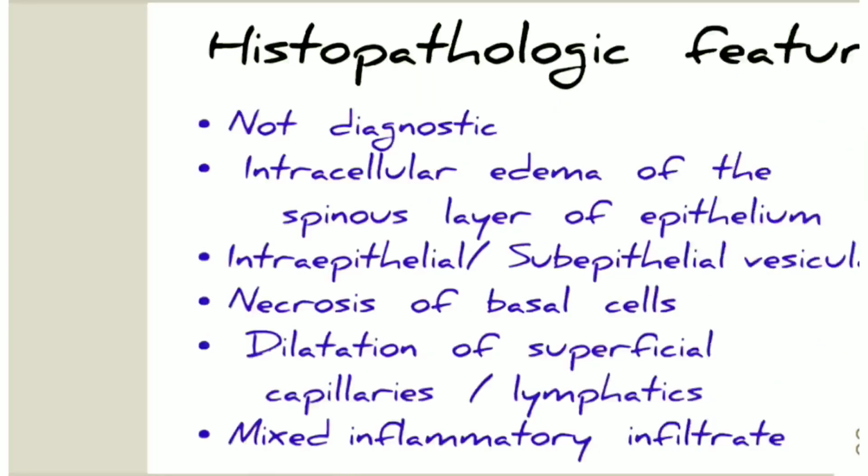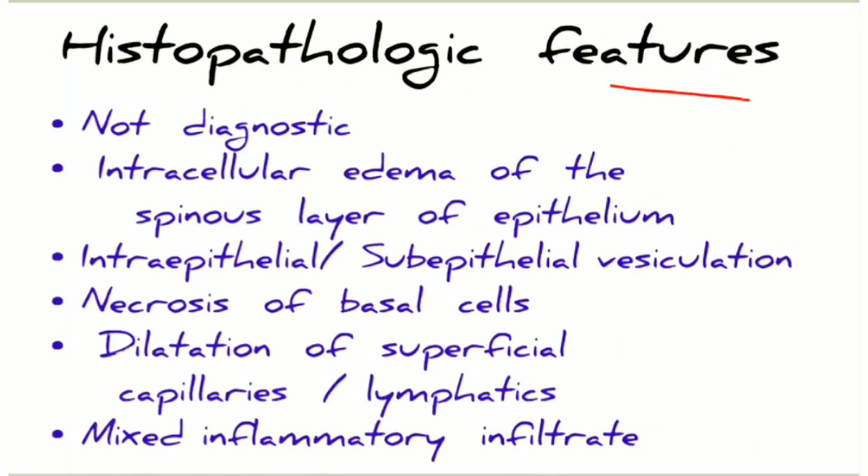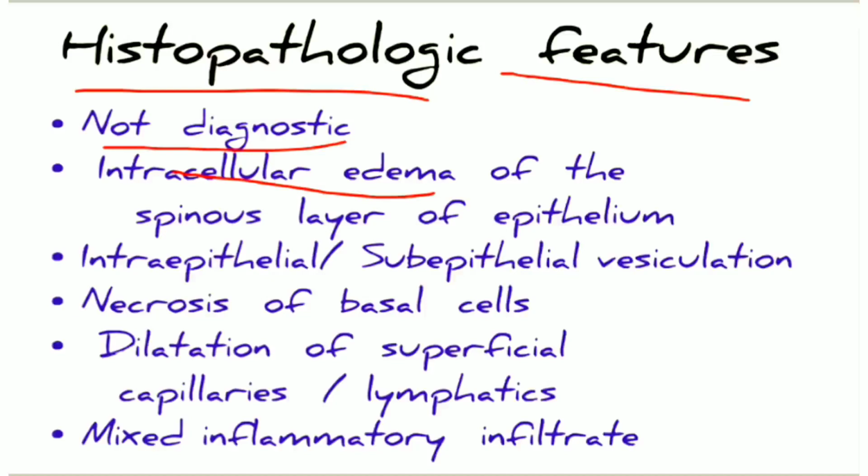Next, moving forward to histopathological features of erythema multiforme. These histological features are for all the different types of erythema multiforme, that is erythema multiforme minor, erythema multiforme major, Stevens-Johnson syndrome, or Lyell's disease. So this histological feature applies for all the lesions. Here no proper diagnostic feature is seen in the histology of erythema multiforme, but intracellular edema can be seen in the spinous layer of the epithelium.